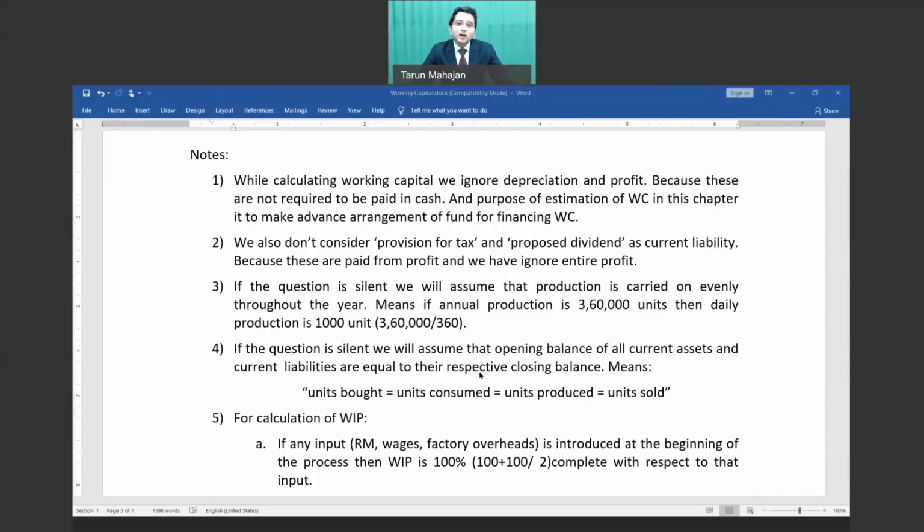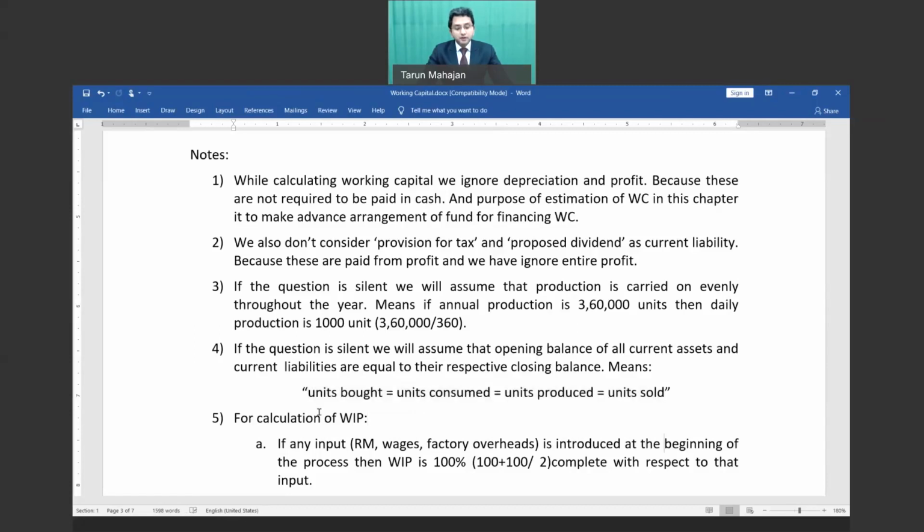If opening and closing stock is equal, it means your consumption and purchase are also equal. If all opening closing balances are equal, in that case, if you're buying 1 lakh units during the year, it means you're also consuming 1 lakh units during the year. It means you're processing and finishing 1 lakh units during the year. It means you're selling 1 lakh units during the year. So what does it mean? Whether it is purchase or consumption or production or sale, it is the same number of units.